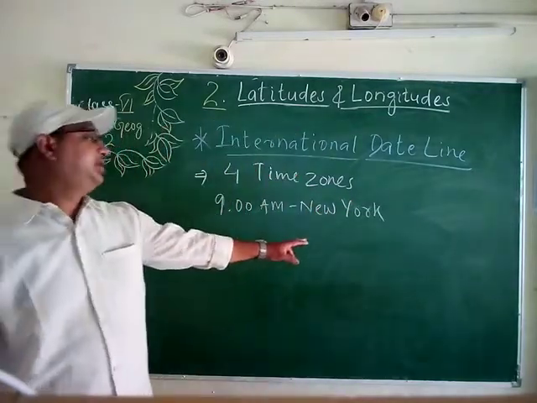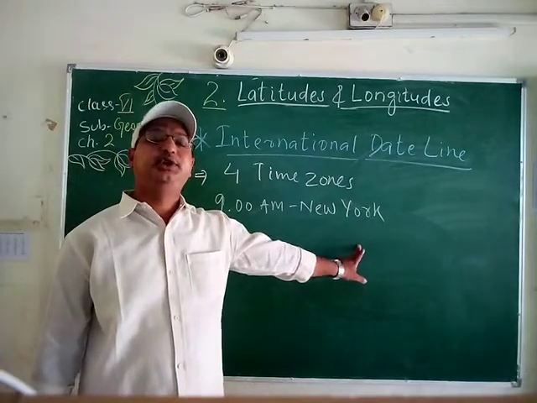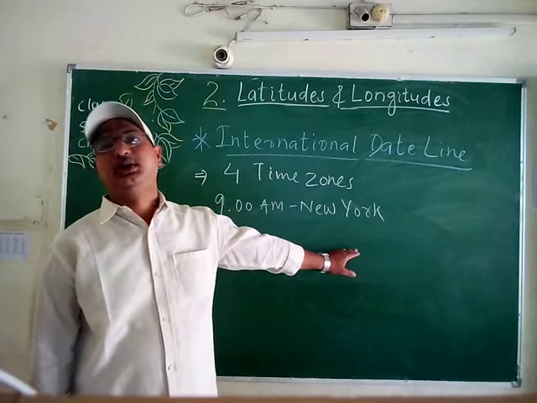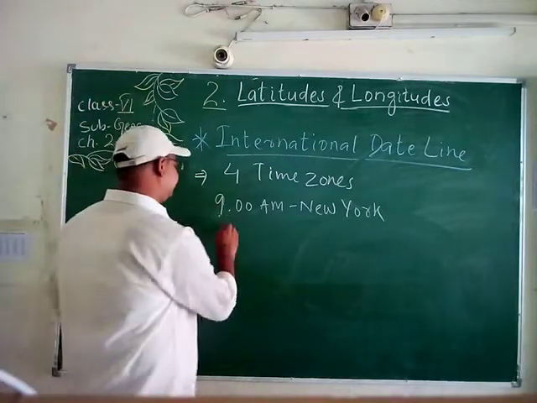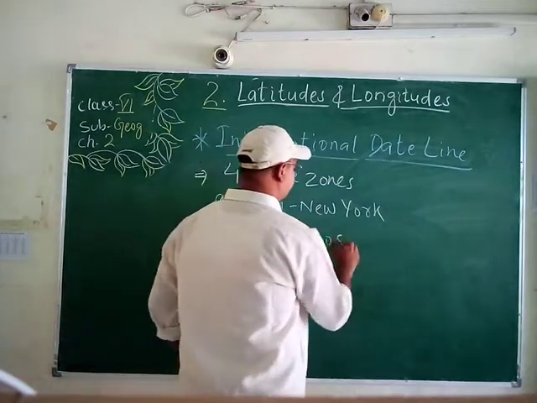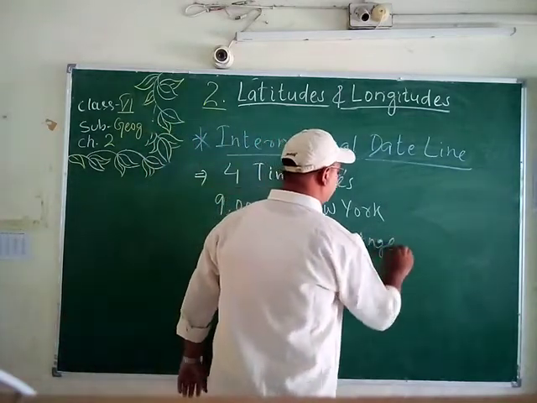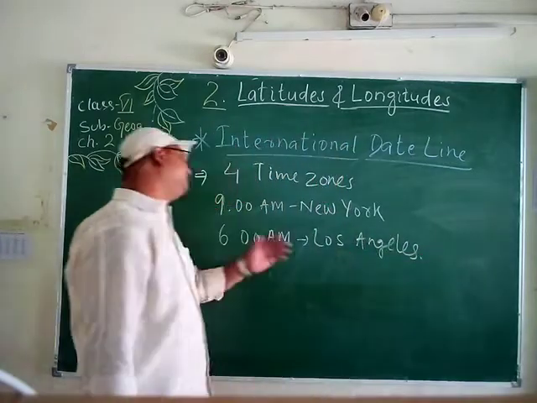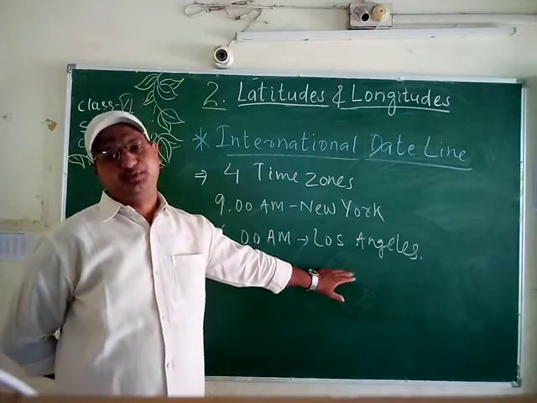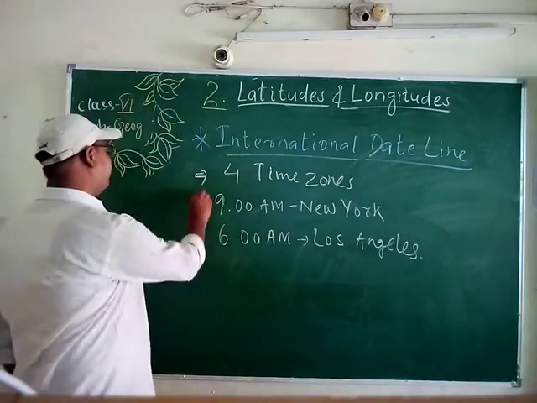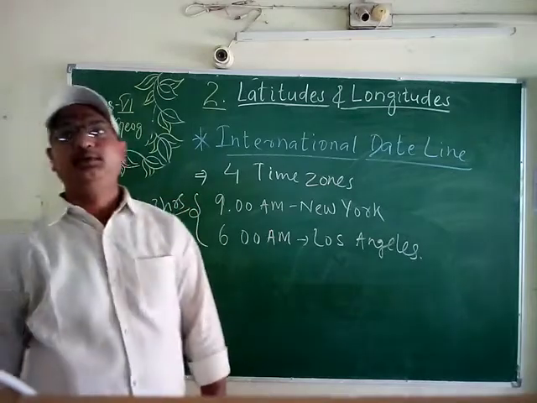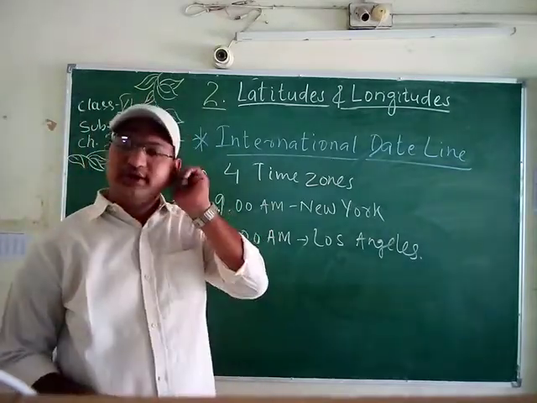New York is situated in the eastern part of the United States of America. When it is 9 a.m. in New York, it is 6 a.m. in Los Angeles. Students, Los Angeles is situated very far away from New York. It is situated on the western coast of the United States. So there is a gap of 3 hours. This is an example.